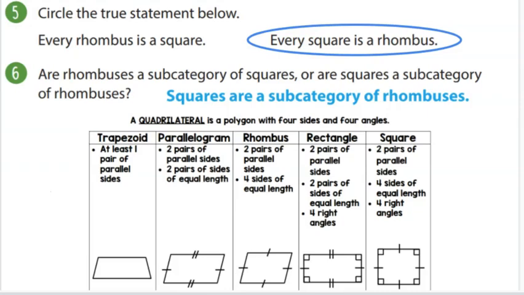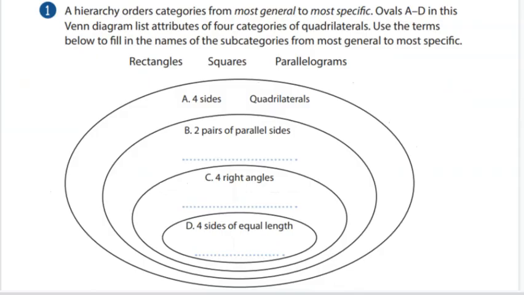So again, at this time, if you're feeling confused, you need to shoot me an email so I can address this with you today. But now we're going to keep going. So taking a look here, this is the start of the next lesson. So it talks about a hierarchy. A hierarchy orders categories from most general to most specific. In this Venn diagram, list attributes for 4 categories of quadrilaterals. Use the terms below to fill in the names of the subcategories from most general to most specific. So we're going to take a look at this together.